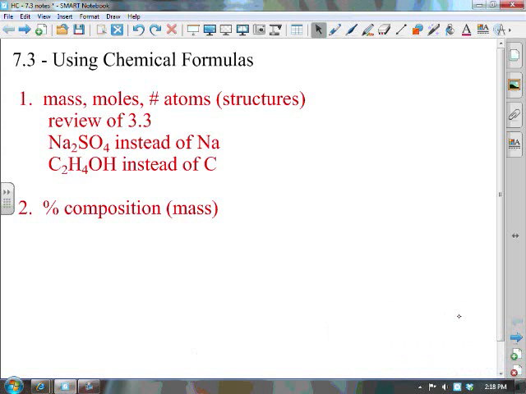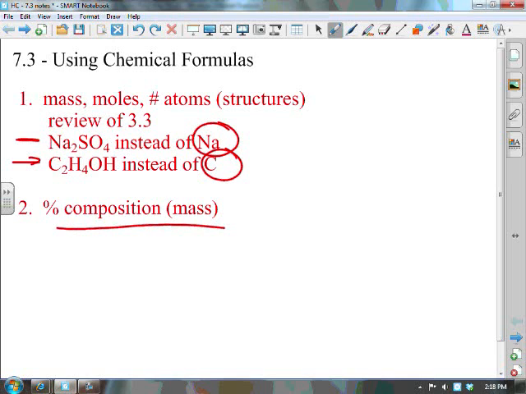In this video, we're going to revisit the mass mole calculations that we would have had previously. The difference with what we did before and what we do now is that the actual steps are not different at all. The only difference is instead of doing a calculation for sodium or calcium, it's now for Na2SO4 or C2H4OH. But the steps are exactly the same.